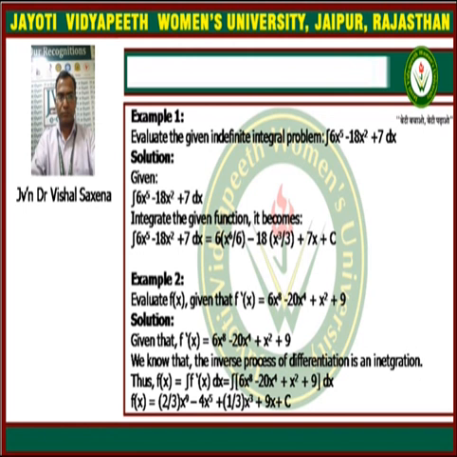So f(x) can be given by the integration of f dash x, and we just have to integrate 6x to the power 8 minus 20x to the power 4 plus x square plus 9. By the usual process with the usual formula for integrating x to the power n, we can integrate this whole function, which will be equal to 2 upon 3 x to the power 9 minus 4x to the power 5 plus 1 upon 3 x to the power 3 plus 9x plus c.